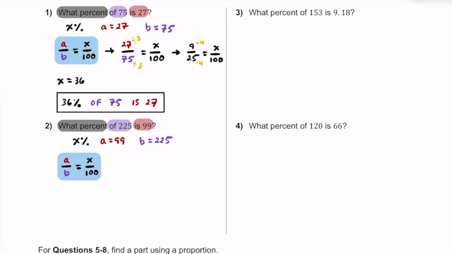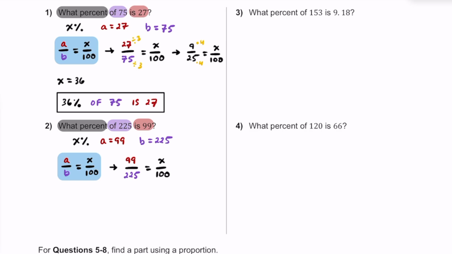All right, so here is our general formula we can apply here. And so our a value is going to be 99. That's going to be 99 per what? It's 99 per 225, or out of this 225. This is basically our ratio. And this is going to be equivalent to x percent. Now, that's just going to be x over 100.